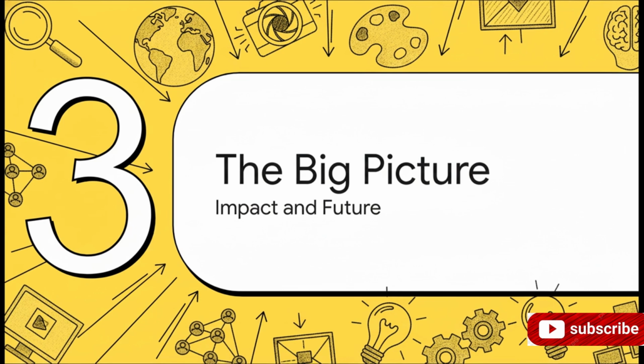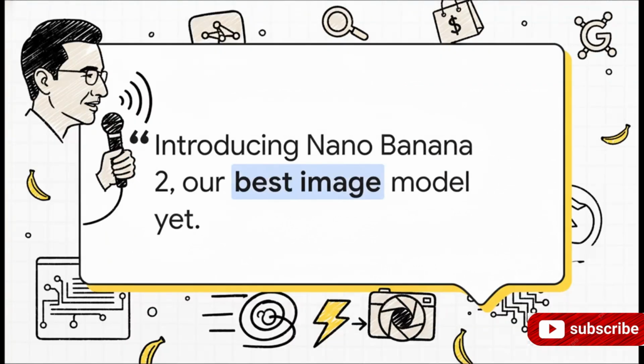So we know what it is and how to use it. Now let's just zoom out for a minute and think about the big picture. What does a tool this powerful and this fast really mean? Google's own CEO, Sundar Pichai, called it their best image model yet. This tells you it's not just some small feature update. This is a core part of their whole strategy to weave powerful AI into everything, from search to ads to, of course, the Gemini app itself.